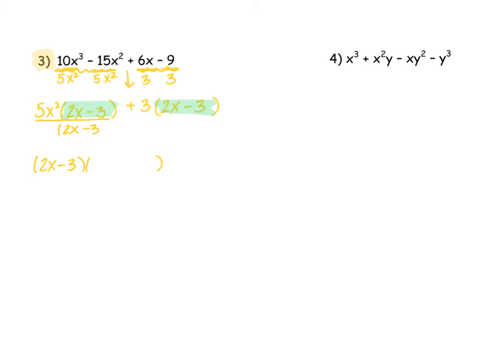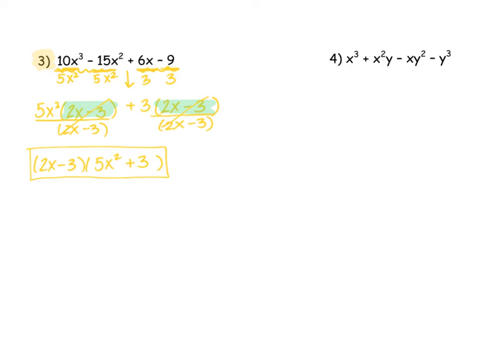And I do my division. So this 2x minus 3 can divide on both sides. And what you're left with is this 5x squared and this 3. So 5x squared and then plus 3. So this should have been your final answer.